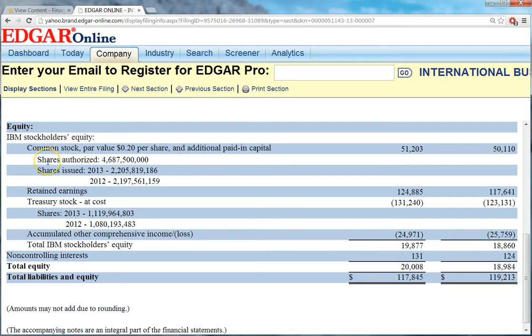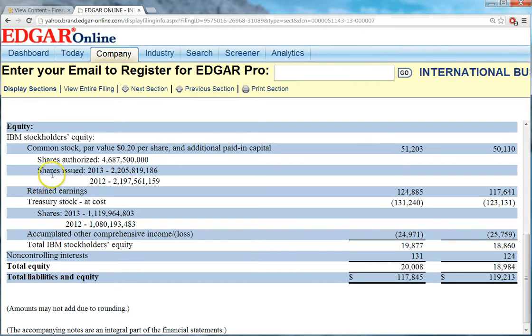First of all, we do need to inform our shareholders how many shares of stock are authorized and how many are actually issued. So when a corporation forms or is incorporated in a state, for example, the other day we saw that I think 3M was incorporated in Delaware, they are going to be authorized to issue some number of shares of common stock. And we can see that IBM is authorized to issue 4,687,500,000 shares of common stock.